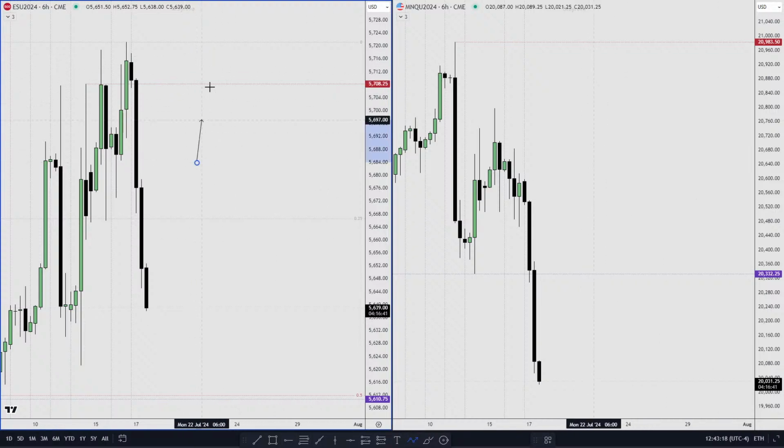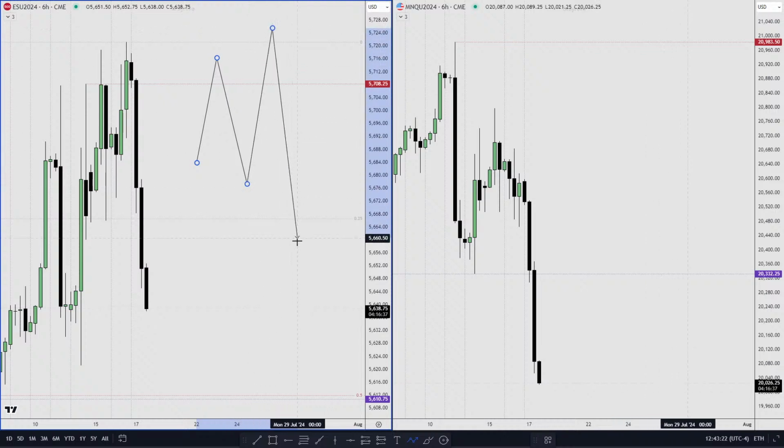So you have high, low, higher high, and then low. Usually this is your breaker, and then your fair value gap is somewhere around here, right? So this is what we have.